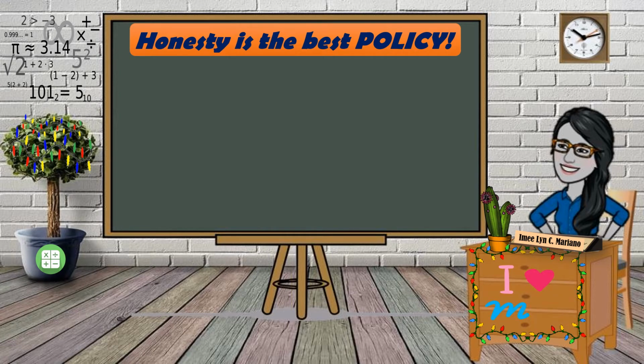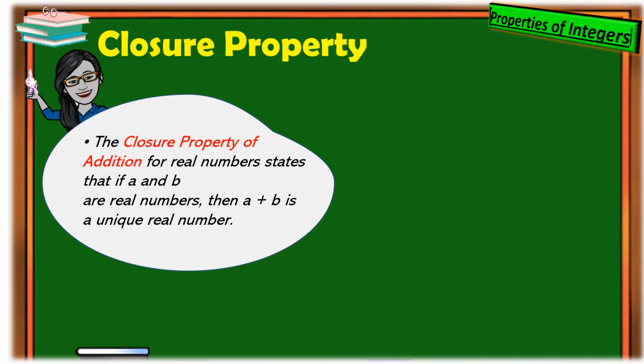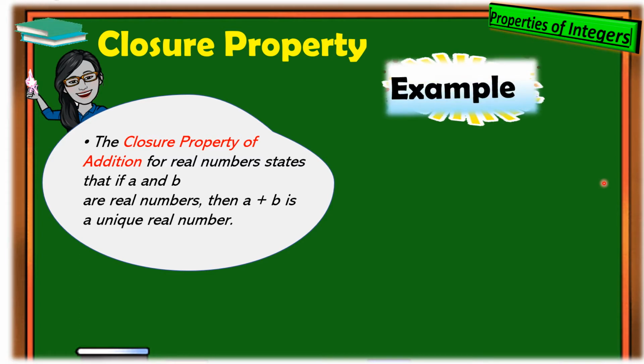Our topic is all about properties of operations on the set of integers. So our first property is the closure property. The closure property of addition for real numbers states that if A and B are real numbers, then A plus B is a unique real number.